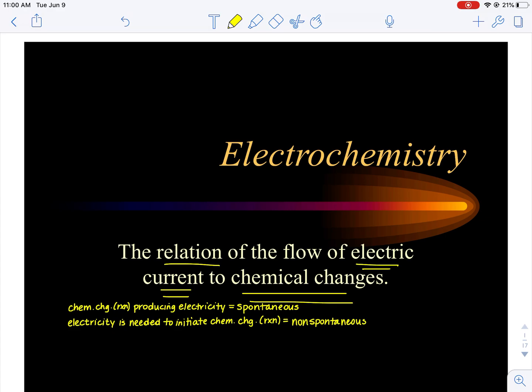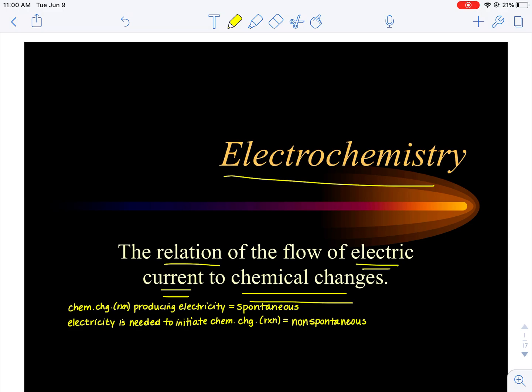So these two scenarios, the spontaneous or the non-spontaneous situation, are representing two different electrochemical cells. Electrochemical cells are these electrochemistry concepts where, again, we're relating electric current to chemical changes.